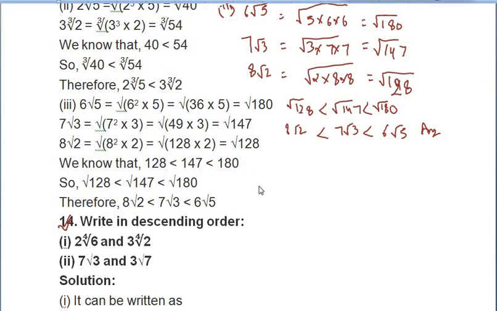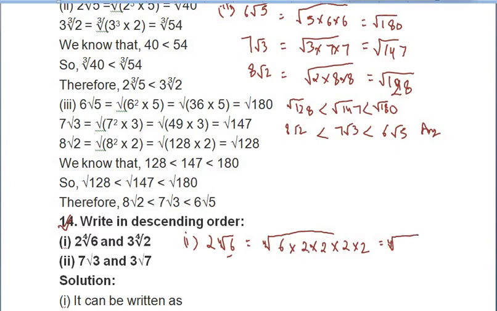So here we have to write in descending order. First one is given as 2 4th root 6 and 3 4th root 2. So how will we do this one? First one, 2 4th root 6. This 2 will go inside and it will be written 4 times, means 4th root 6 into 2 into 2 into 2 into 2. 4 times 2 I have written because this is a fourth root. So what will be the answer? Multiply this one and write down your answer.